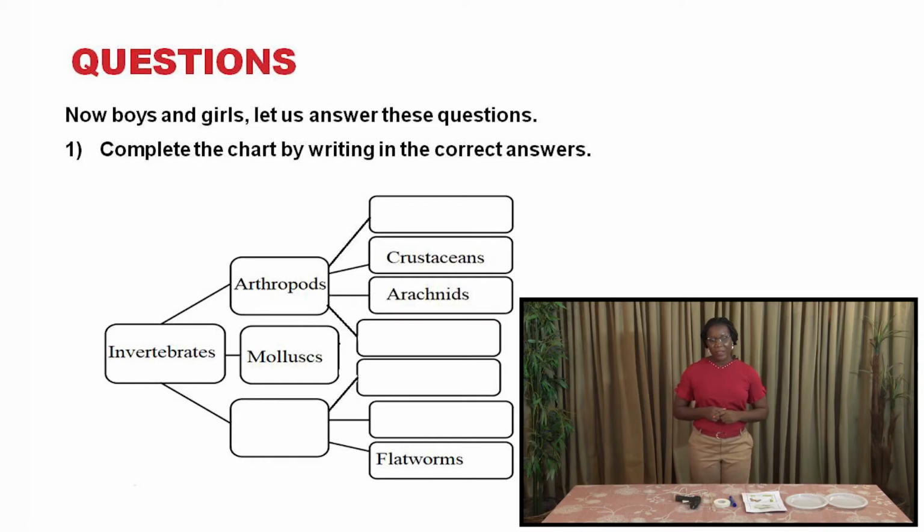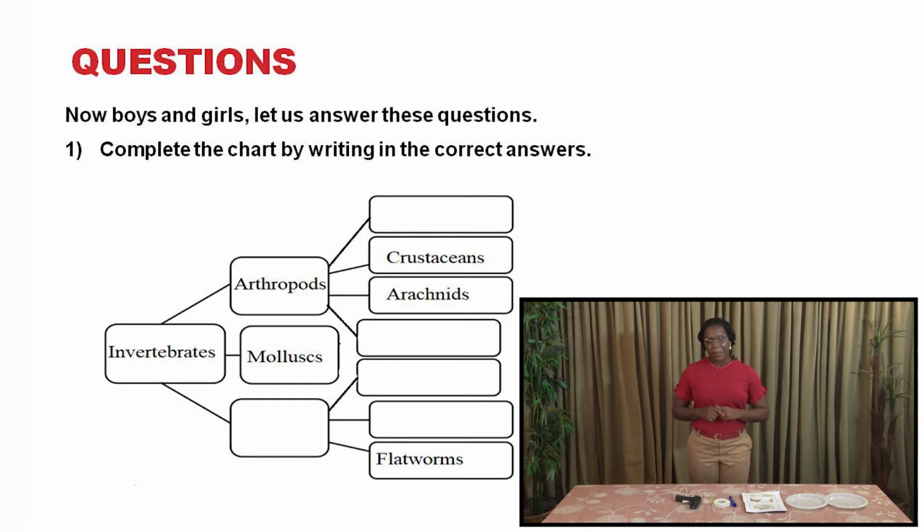Now, boys and girls, let us answer these questions. Number 1, complete the chart by writing in the correct answers. So in the chart we have invertebrates. Main groups of invertebrates: arthropods, mollusks, and you will write in the missing one. Arthropods are divided into 4 groups: crustaceans, arachnids, and you will write in the other 2.